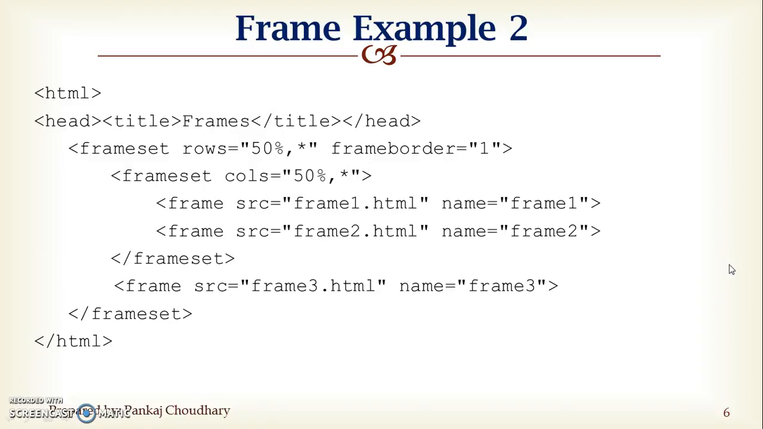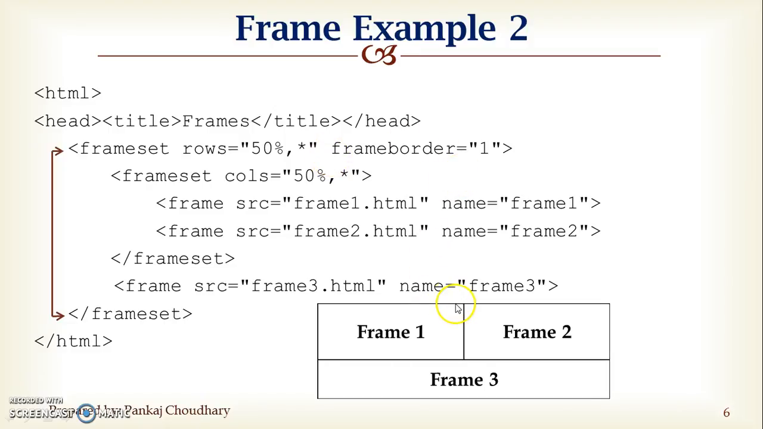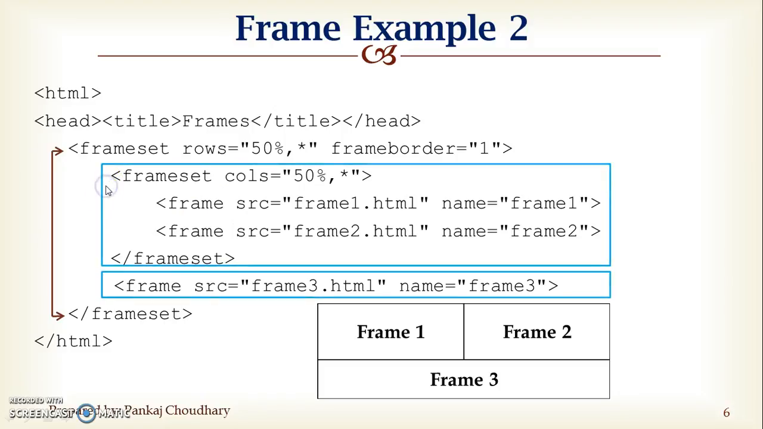Let's take another example. Here we have declared one complete HTML file. This HTML file does not contain any body tag. It contains only a head tag with a title tag within it, which displays a frame on the title bar. So we have declared a frameset with rows equal to 50% and the remaining is the asterisk, and the frameborder is visible. It looks like this: frame 1, frame 2, frame 3. This frameset has 2 rows. So these are the 2 rows of the frameset.